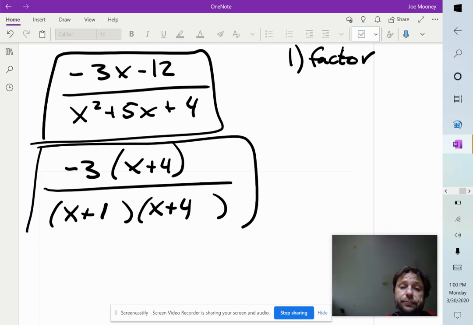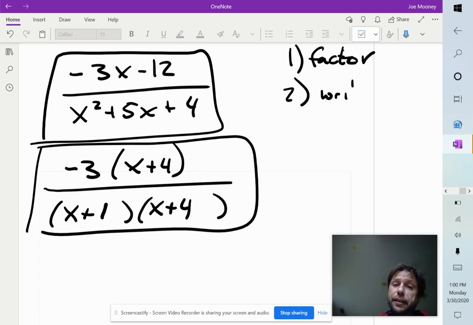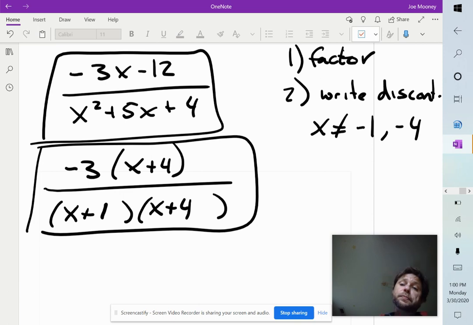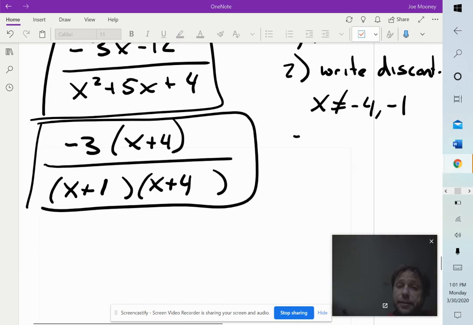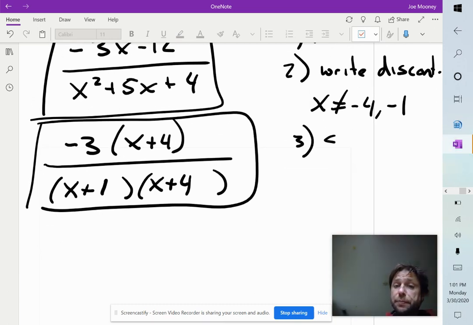Next thing, write down your discontinuities. So what numbers cause division by 0? Discontinuities. Our discontinuities are x is not allowed to equal negative 1 or negative 4. Probably should have written those in the other order, negative 4, negative 1, left to right. All right, so now the third step would be simplify.